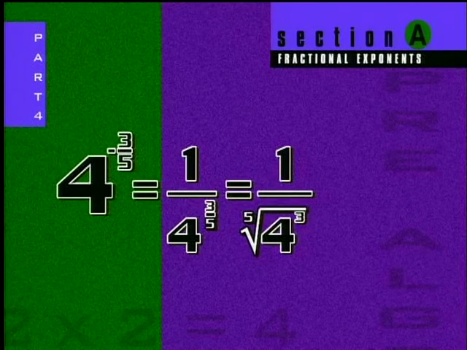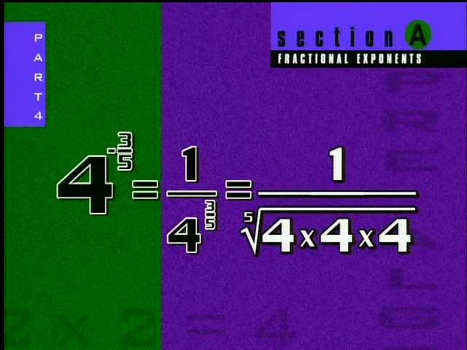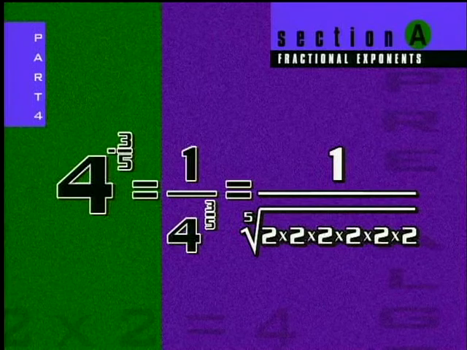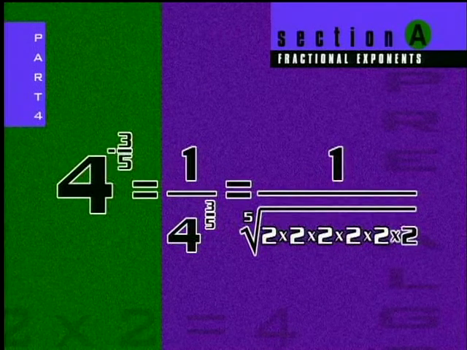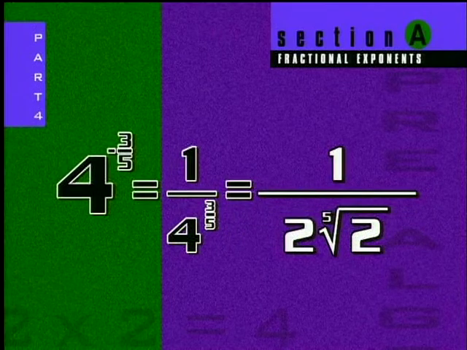Next we simplify, so we've got 1 over the 5th root of 4 times 4 times 4, which breaks into 2 times 2 times 2 times 2 times 2 times 2. Then we take the 5th root, which gives us 1 over 2 times the 5th root of 2.